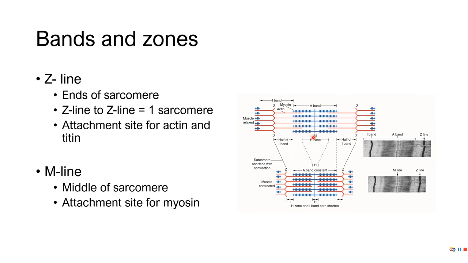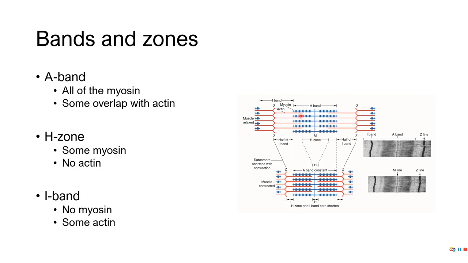and that's where myosin is attached. Now, getting into the specific bands, you've got the A band, which is here, and that is where you have myosin. If there's myosin, it's part of the A band. There is some actin there, but you've got all of the myosin. The H zone, which is shown here, is where you have some myosin, but no actin. So that's only myosin. And then finally, you've got the I band, which is kind of the actin version of the H zone. So the I band is where we have only actin, but no myosin.